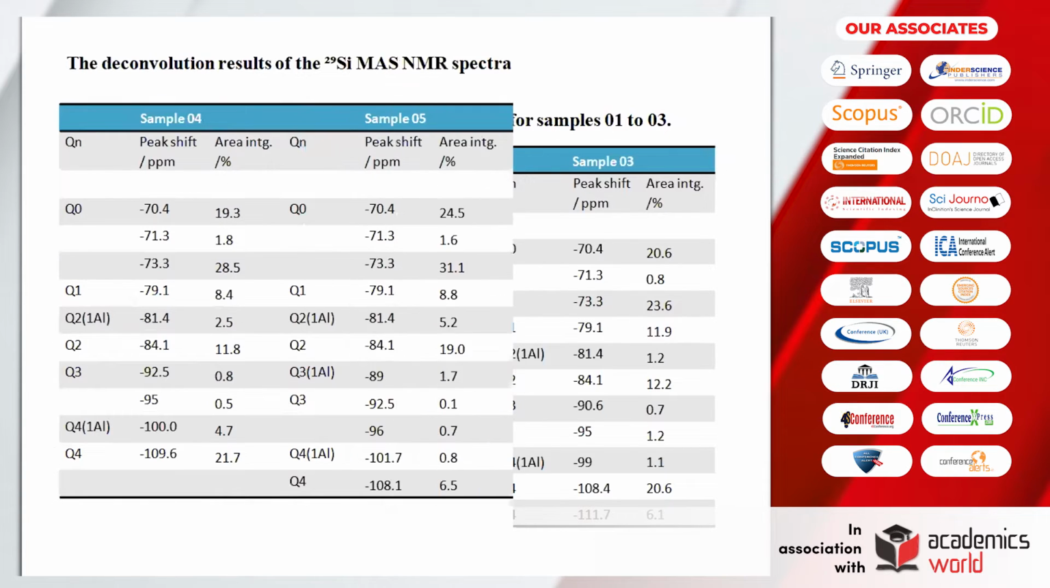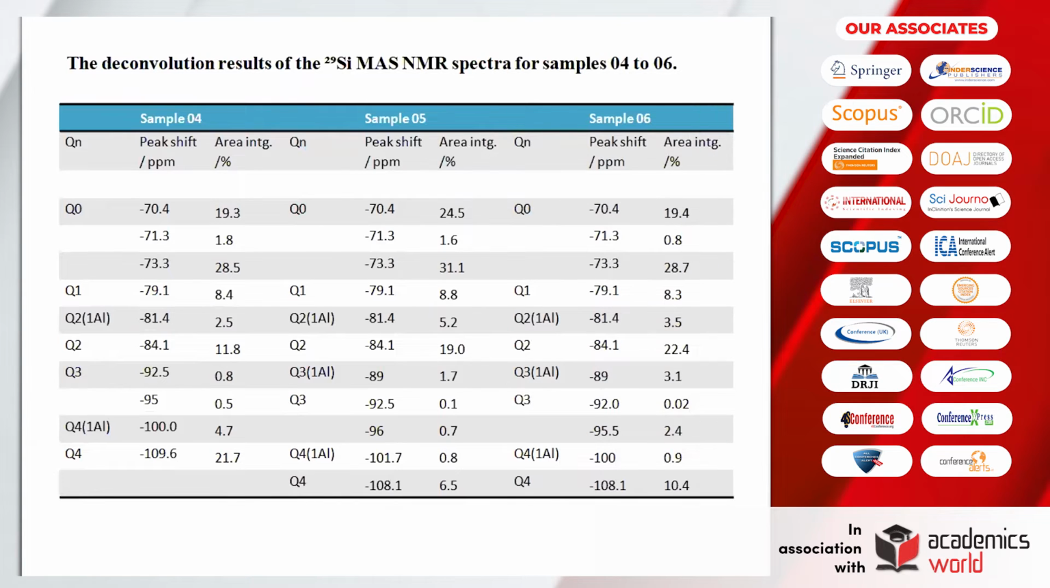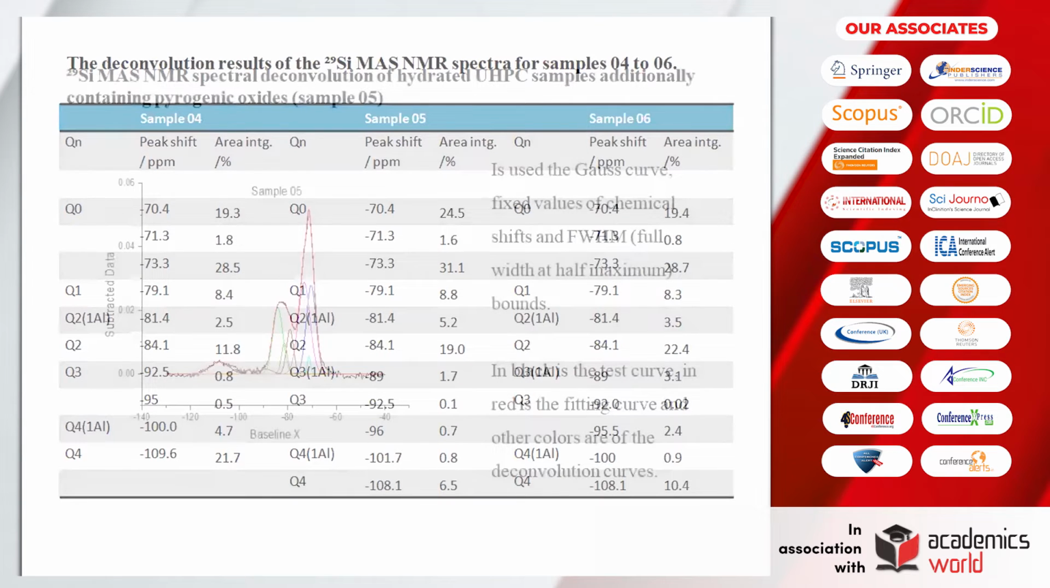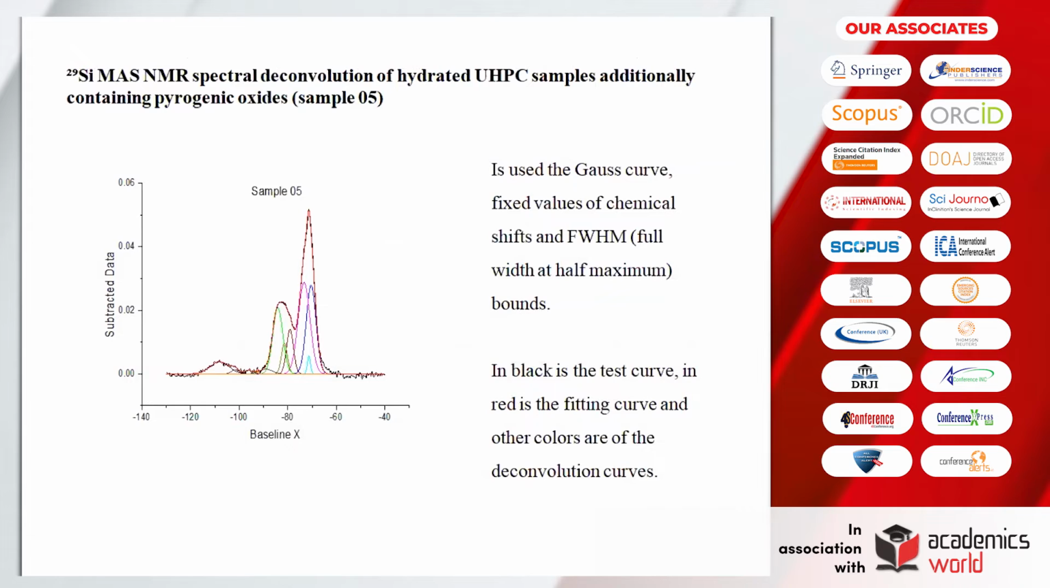Here are the same results for samples 04 to 06. I have presented an example for sample 05. Here we see the mass NMR spectra, the deconvoluted spectra of sample 05. In black is the test curve, in red is the fitting curve, and the other colors represent the deconvolution curves. Here I have used Gauss curves, with fixed values of chemical shifts.